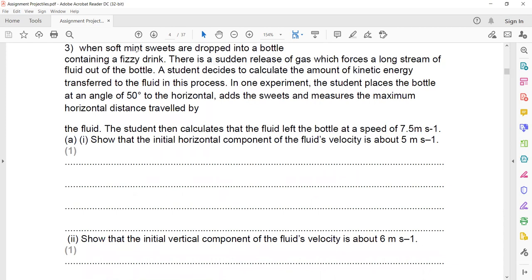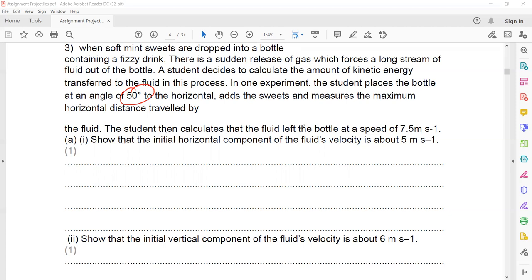When soft mint sweets are dropped into a bottle containing a fizzy drink or carbonated water, there is a sudden release of gas which forces a long stream of fluid out of the bottle. A student decided to calculate the amount of kinetic energy transferred to the fluid in this process. In one experiment, a student placed the bottle at an angle of 50 degrees, added the sweets, and measured the maximum horizontal distance traveled by the fluid.